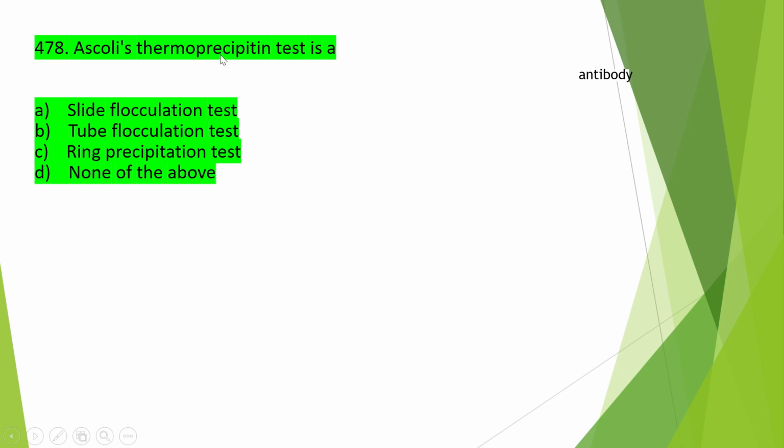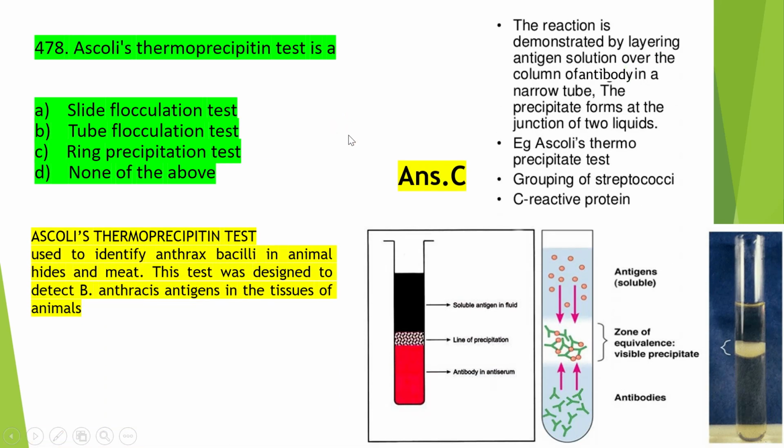Ascoli's thermoprecipitin test is a slide flocculation test, or tube flocculation test, or ring precipitation test, or none of the above, and the right one is option C, that is ring precipitation test. Ascoli's thermoprecipitin test is used to identify anthrax bacilli in animal hides and meats, and this test was designed to detect Bacillus anthracis antigens in the tissue of animals.